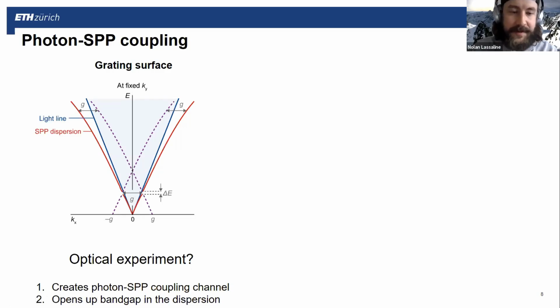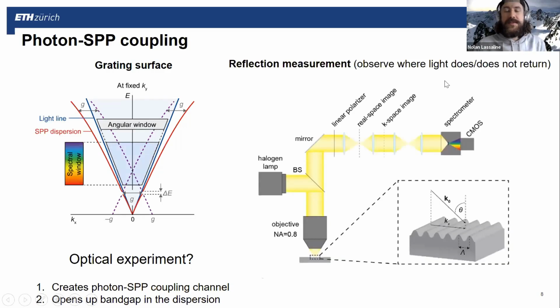So how do we achieve this in an optical experiment? We do what's called a reflection measurement. So basically we shine light on our surfaces and we look at what comes back. And this reflection measurement contains all wavelengths in the visible spectrum, it's broadband, and it contains some particular range of angles given by our microscope objective.